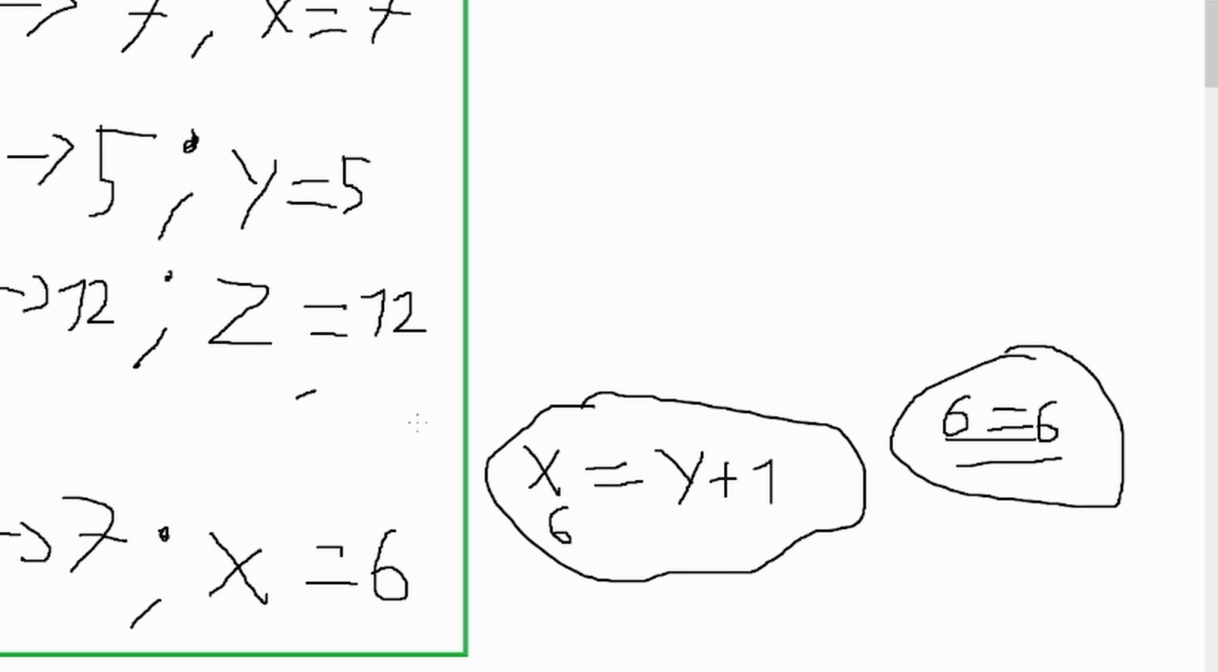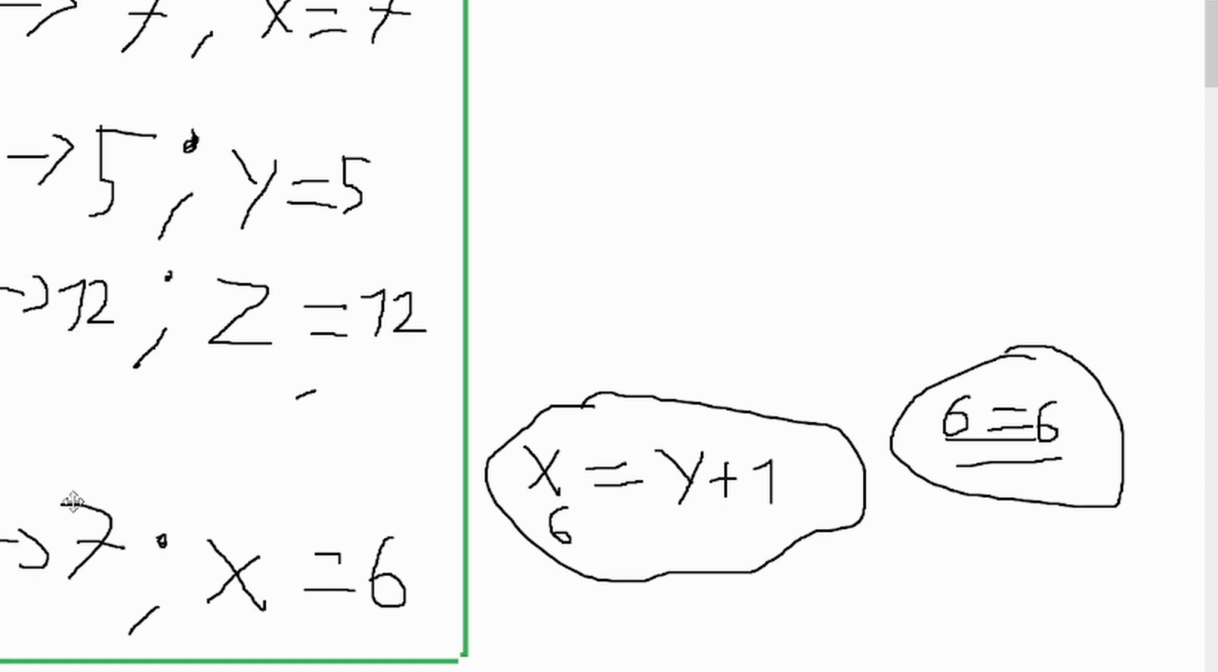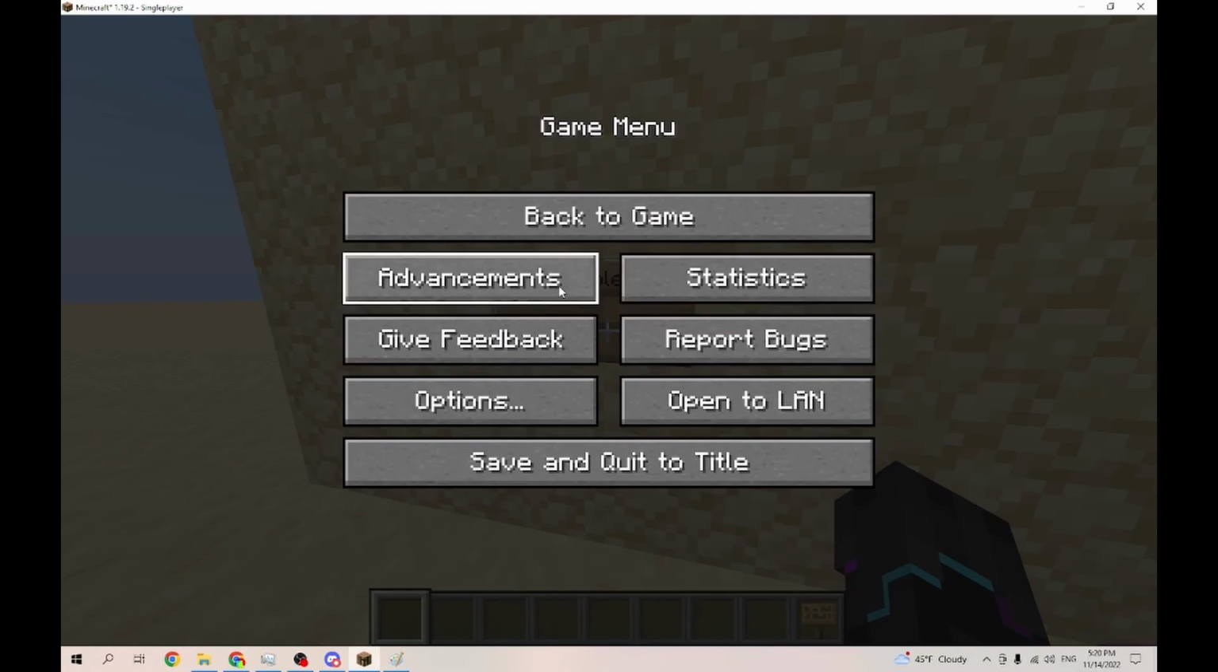So essentially, you see that this is how you work with variables. You can just redefine them. If we didn't redefine this, if we just removed this from the equation completely, then x would still be equal to 7 because we haven't redefined it. So it would be 7 is equal to y plus 1, which is not true. 7 is not equal to 5 plus 1 because 7 is not equal to 6. So it wouldn't be true. But in our case, in our scenario, it is very true. So let's get back to Minecraft.